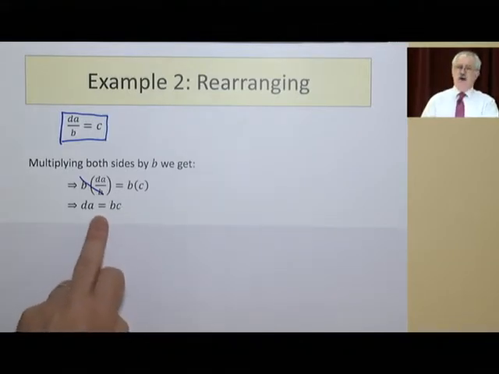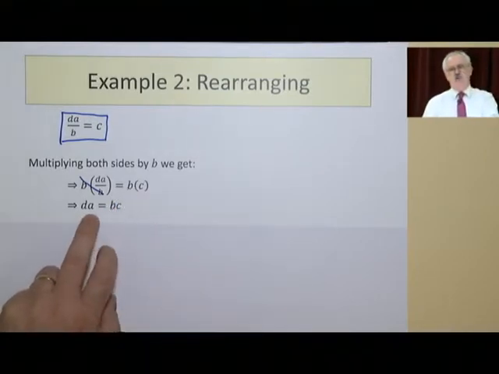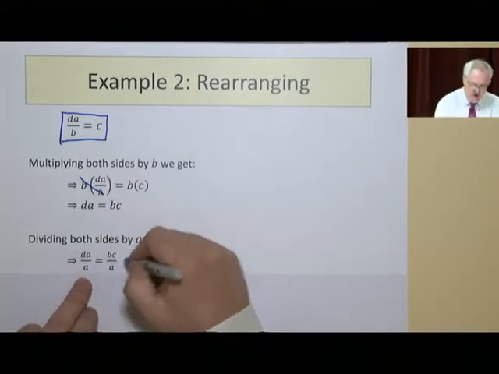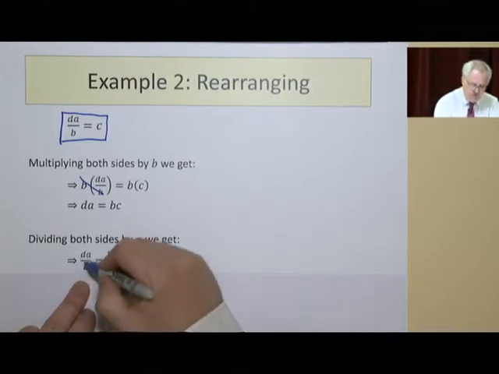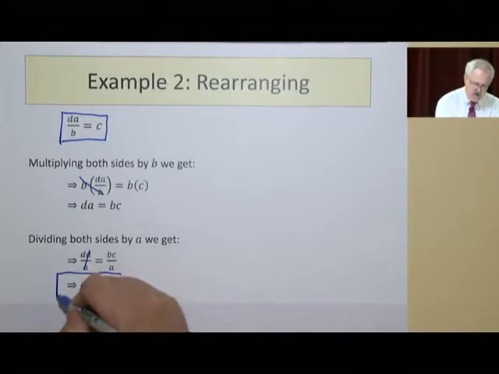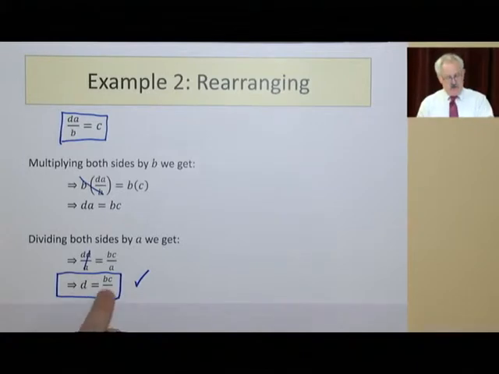Well, this isn't too bad. D is on the left-hand side. It's on the top. But it's also multiplied by A, which isn't great. So I'm going to divide by A on both sides. DA over A is BC over A. And the reason I chose that is they're going to cancel. So D is now BC over A. I've got D on the left-hand side. It's on the top. It's on its own. I finished it. So D is now BC over A.